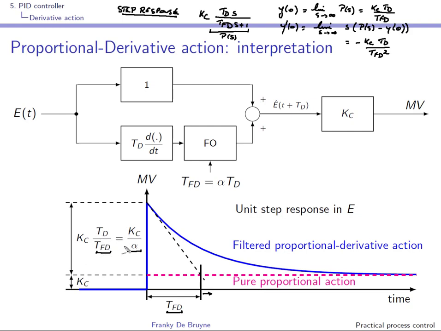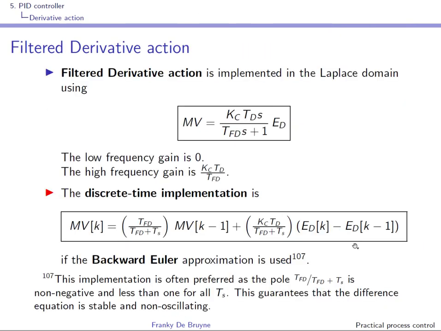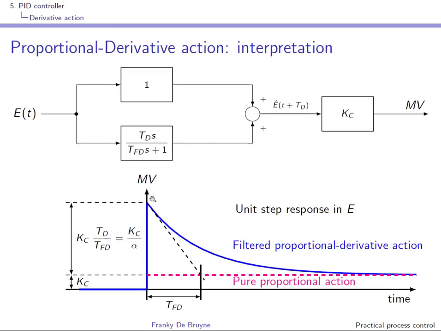so 1 over alpha. We had seen in the previous explanation that the filtered derivative action can be implemented in the Laplace domain as follows. We had seen that the high frequency gain is indeed Kc Td over Tfd. This is the limit when s tends to infinity, and it is this high frequency gain that causes the D kick, the derivative kick, when t is equal to 0.